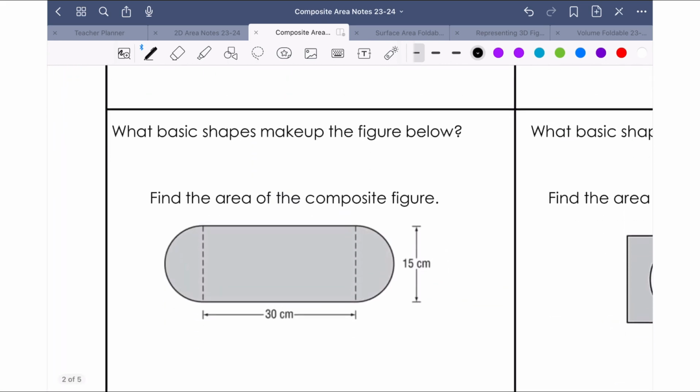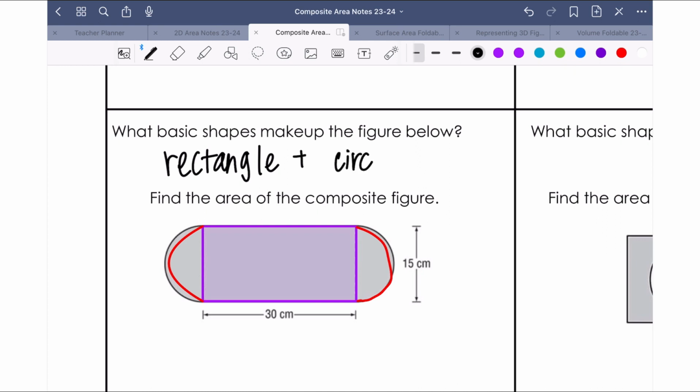Okay, this one looks kind of like a basketball court. Kind of, not really, but what are the shapes that are here? For sure, there's a rectangle in the middle. Okay, so let me draw that out. Here's a rectangle. And then I have half a circle over here. And then another half on this side. So technically that's a full circle. So a rectangle and a circle together. All right, let's get started.